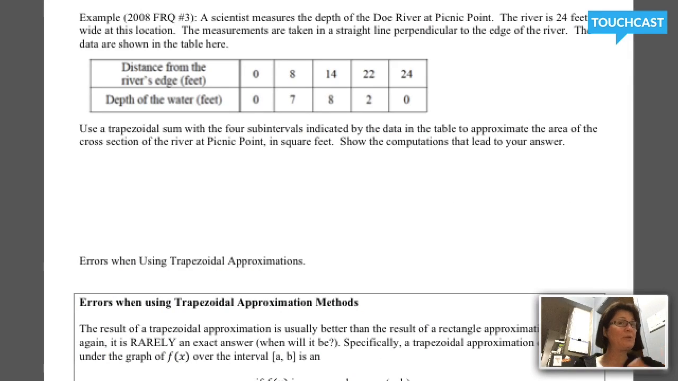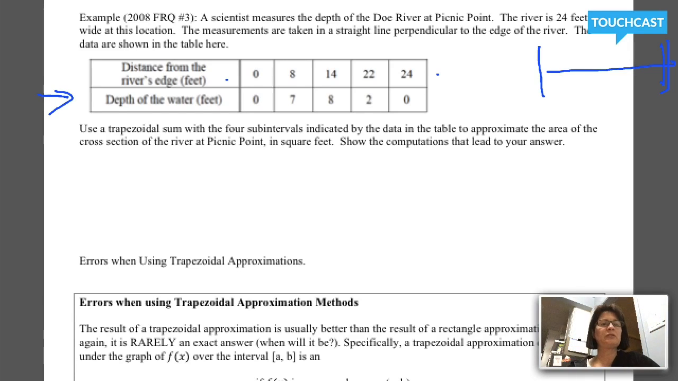Here's a problem from an AP test. A scientist measures the depth of a river at one place across the river. The river's 24 feet wide. That's why my distance from river's edge goes from 0 to 24 feet. I'm going to start on one bank and give measurements as I move all the way across toward the other bank. And the measurements are taken straight line and perpendicular to the edge of the river, and here's the data.